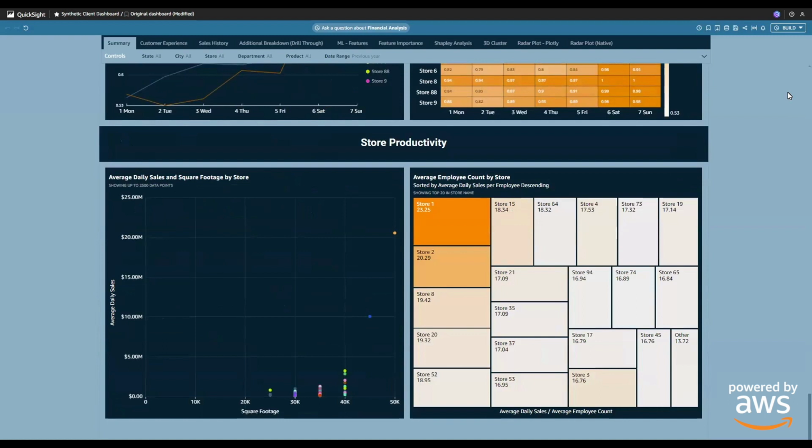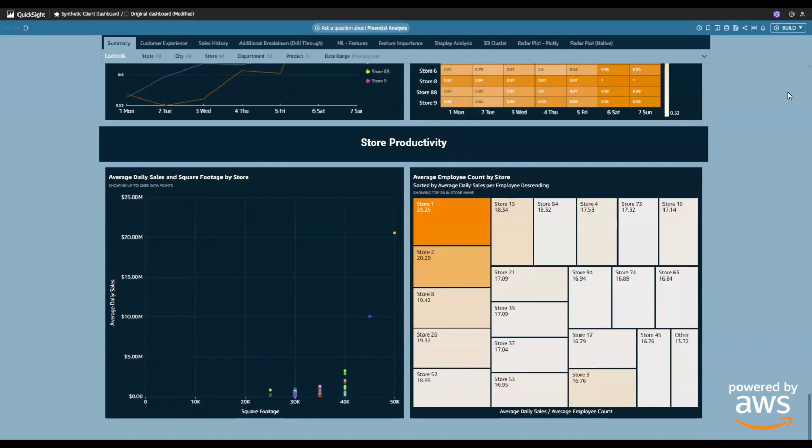In the tree map visual on the right, instead of looking at store size and square footage, we have divided each store's daily sales by their employee headcount. The larger the block, the higher the employee headcount, and the darker the orange color, the higher the productivity. Another way to think of these metrics is that the first is looking at store size and is used to evaluate if we're using space effectively, whereas the second metric is used to measure how productive our employees are.